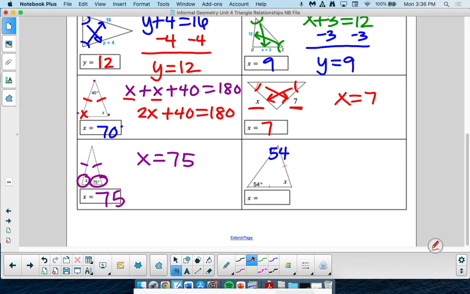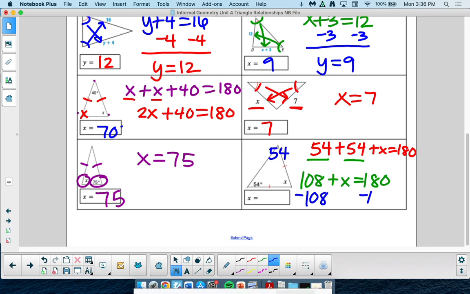And what do all three of these have to add to? 180, right? Because that's how many degrees are in a triangle. So if we add like terms, what's 54 plus 54? 108. How do I get x by itself? Subtract over. So x equals 72. Woo! Good work.